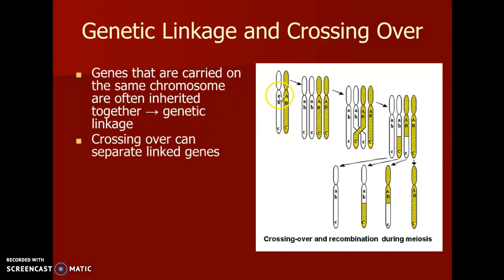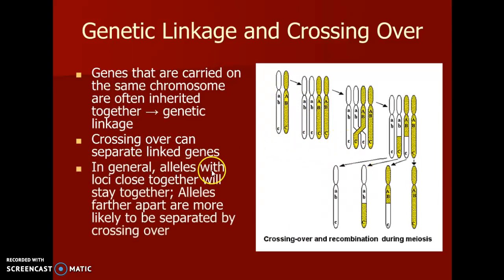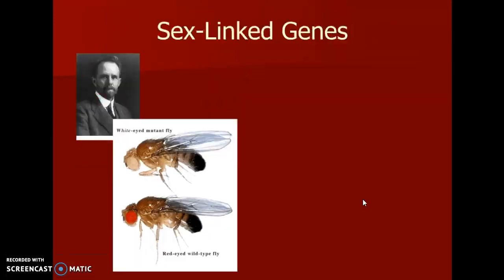But as you can see here, look how we have A and B very close together and C is very far on the bottom here. These are linked together, and they're often inherited together, but crossing over can separate these linked genes. Let's say A, B, and C are all linked together. In general, alleles with loci that are close together, like A and B here, will stay together. But because C is so far down on the end, and there's that possibility of crossing over, alleles that are farther apart from the other linked ones are more likely to be separated by the crossing over event, just because their loci are so much farther away compared to the two that we have up here. If C were closer, in fact right underneath B, the crossing over wouldn't have affected those linked genes.